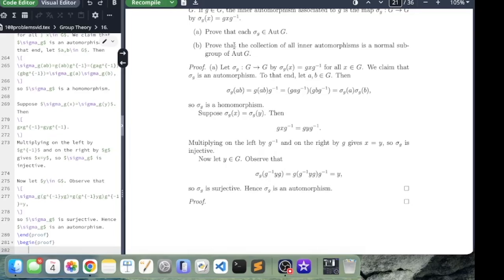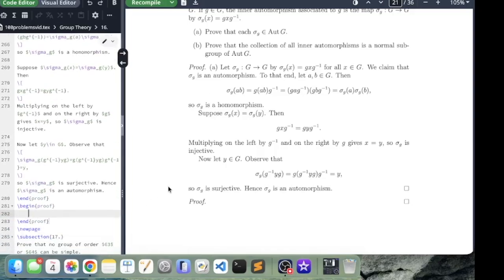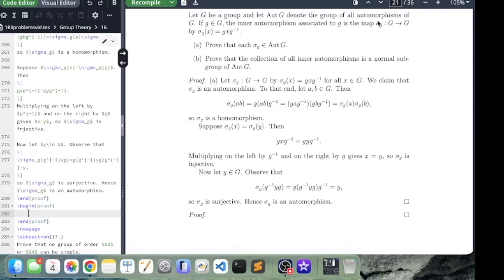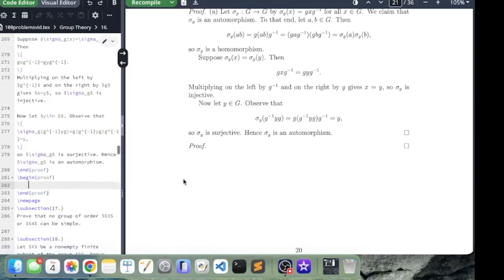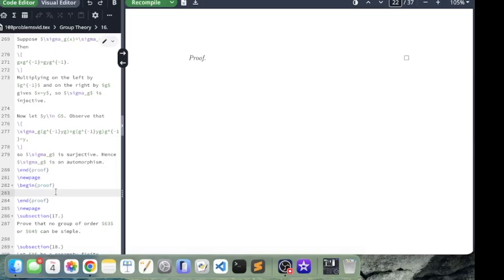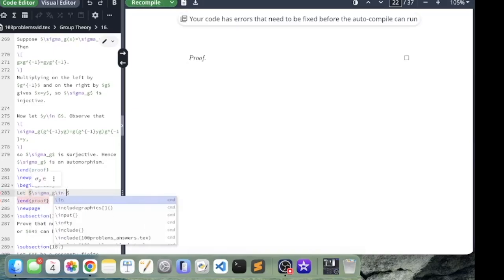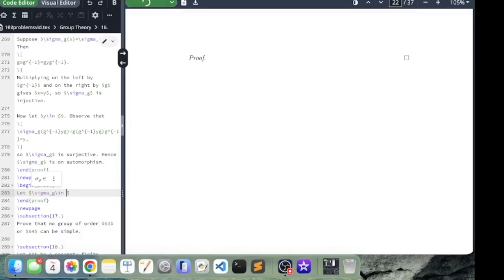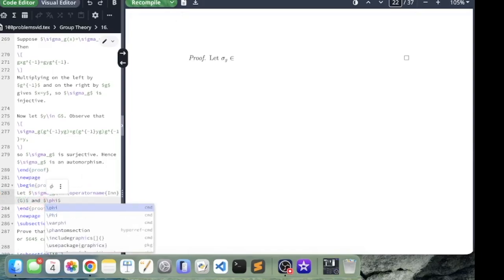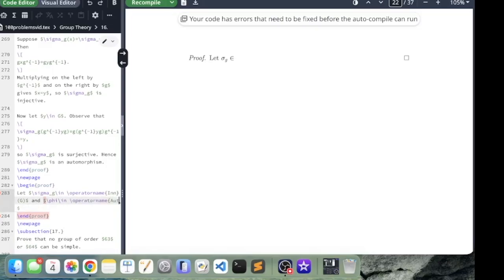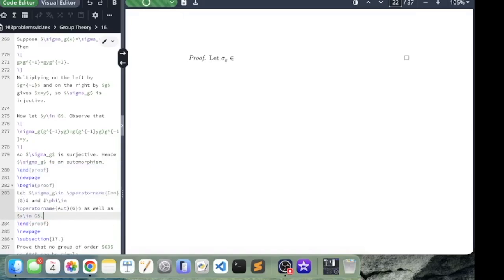Okay, part B, this is the new part. Prove that the collection of all inner automorphisms is a normal subgroup of the automorphisms of G. So we're showing that essentially the set of sigma sub g is a normal subgroup of the automorphisms of G. So what we'll do is we will let sigma sub g be in the inner automorphisms of G, and phi be in the automorphisms of G, as well as, we'll pick an element in G called x.